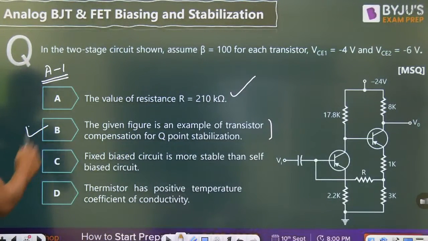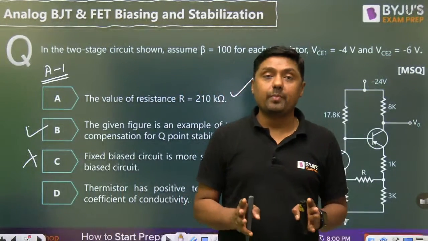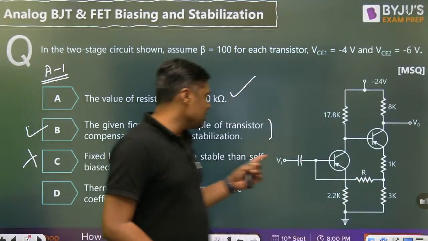This is right. Fixed bias circuit is more stable than the self bias circuit. This is wrong. In a fixed bias circuit, there is no negative feedback. Means that is wrong.